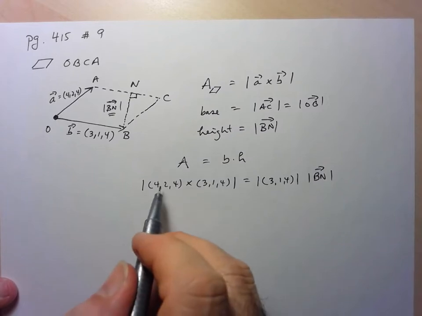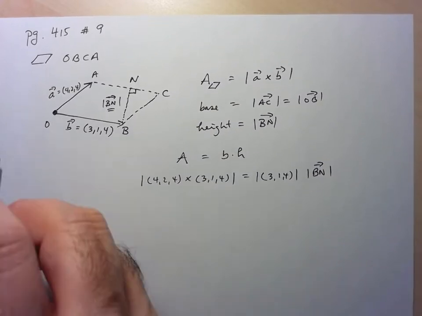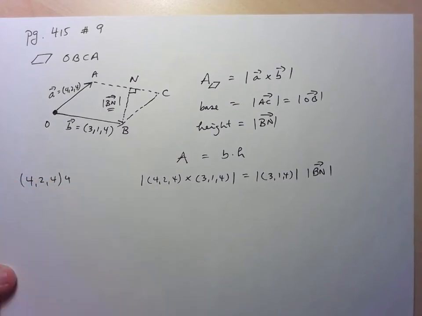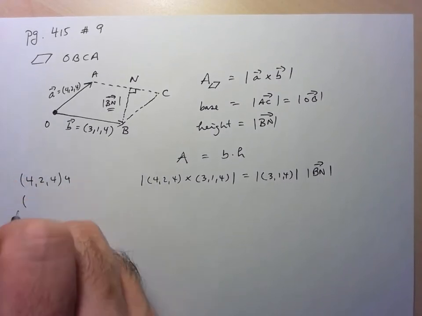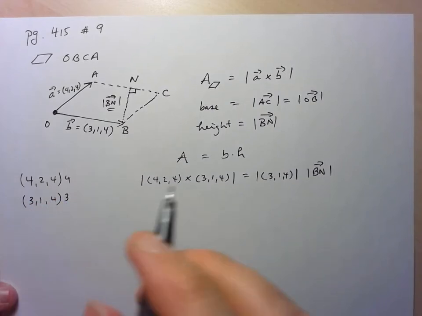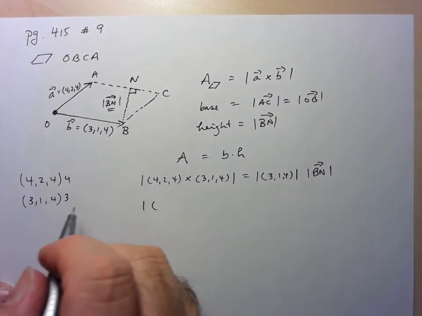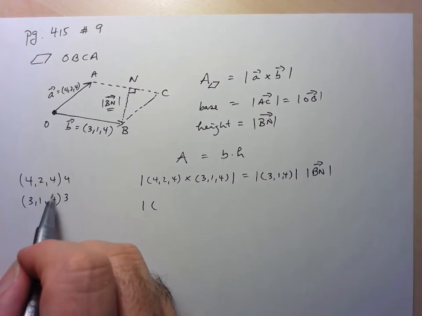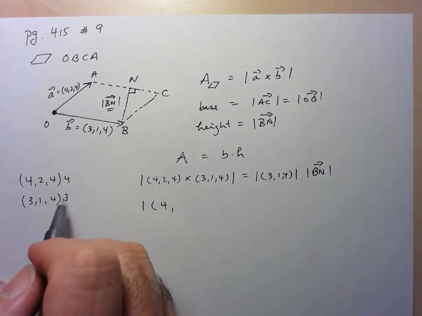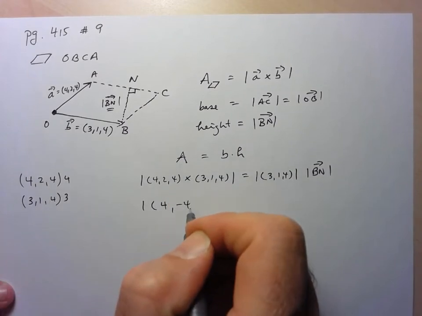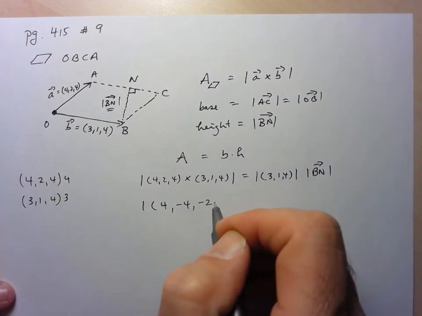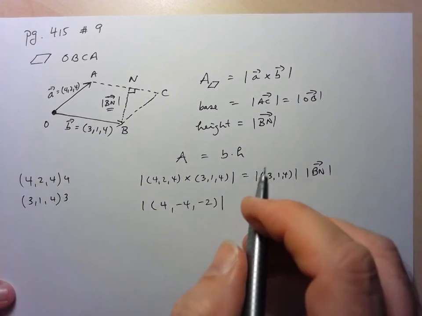On the side I'll calculate this cross product. So 4, 2, 4. Add the extra 4 on the end because that's the x value, and then here we have 3, 1, 4, and add the 3. So here the x value of the cross product is going to be 8 minus 4, which is 4. Here we're going to have 12 minus 16, negative 4, and then here we're going to have 4 minus 6, which is negative 2. So there's my cross product.